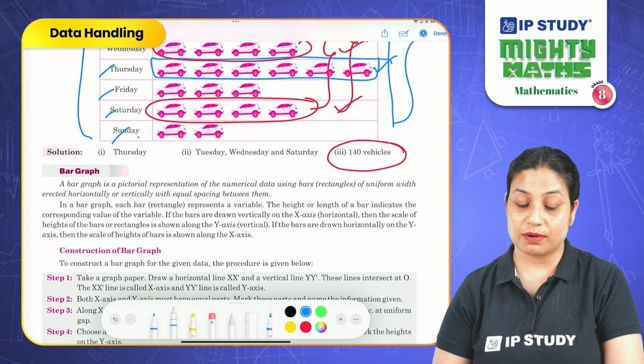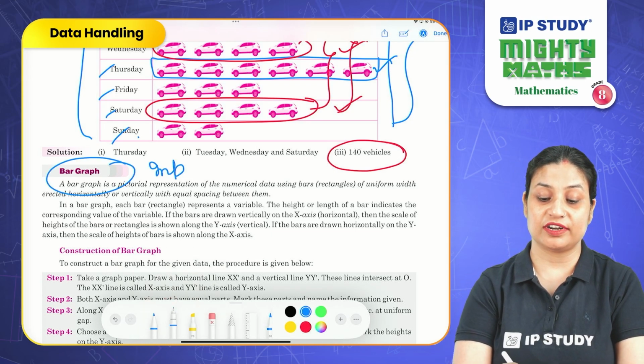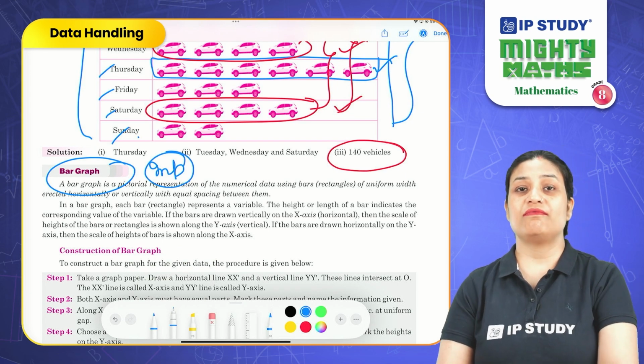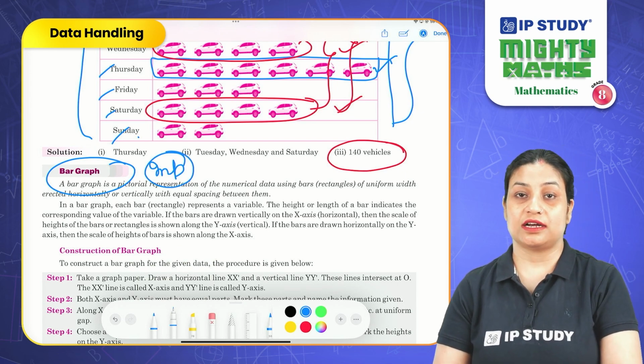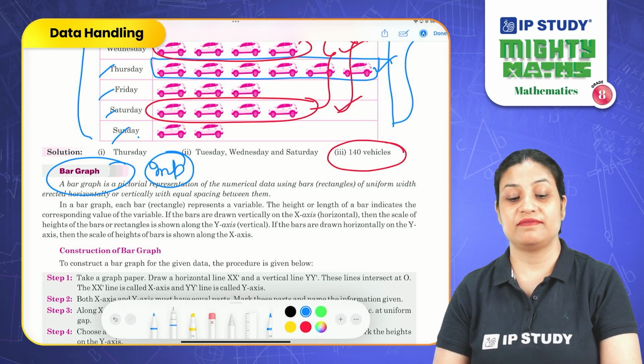And what is our next topic? The next topic is bar graph. Very interesting and important as well. So dear student, why do we need bar graphs to represent the collected data? Why is there a need to use a bar graph when we have pictographs?